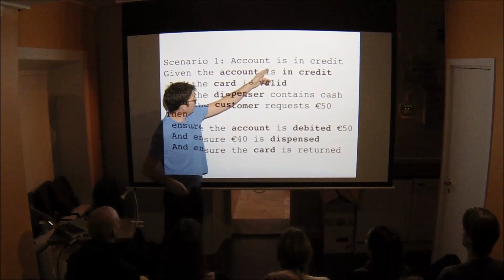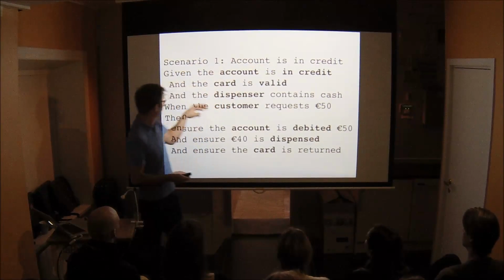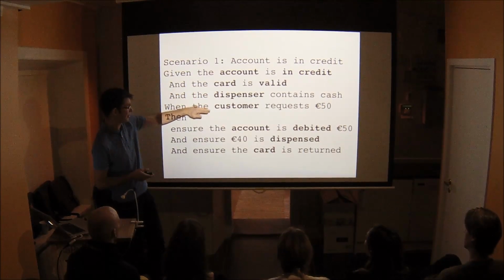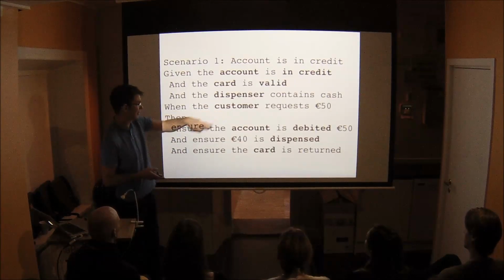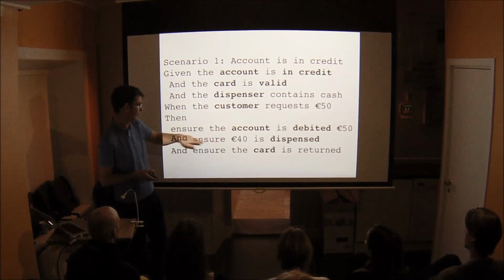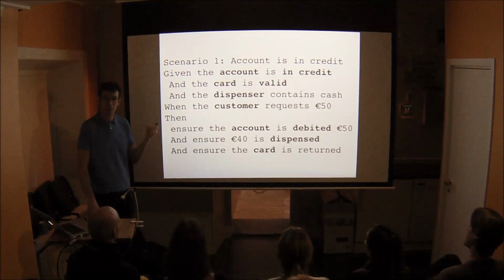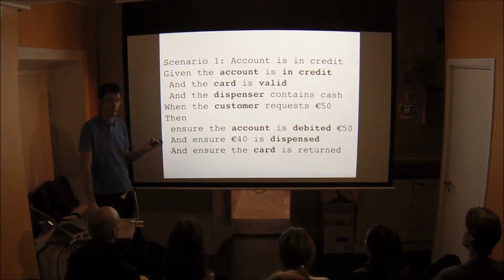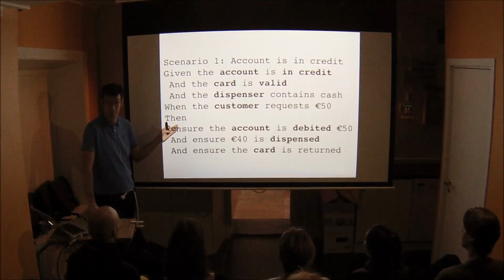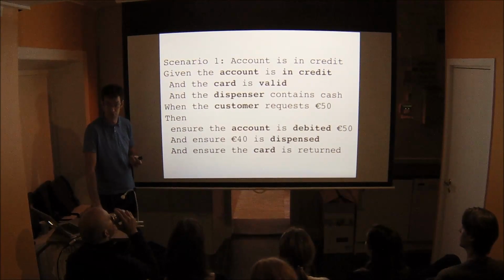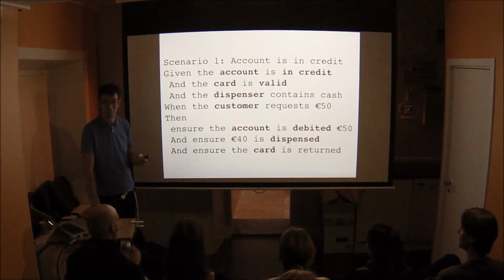Scenario with a name, that's good. The account is in credit, alright. Given the account is in credit and the card is valid and the dispenser contains cash, when the customer requires 50 euros, ensure that the account is debited 50 euros. Alright. This is great. Can you see that we can talk about the system without having to build anything? This is really cheap to change. Everyone can understand this. You don't have to be a programmer to understand it. It's easy to talk about with business users, and with technical people as well.